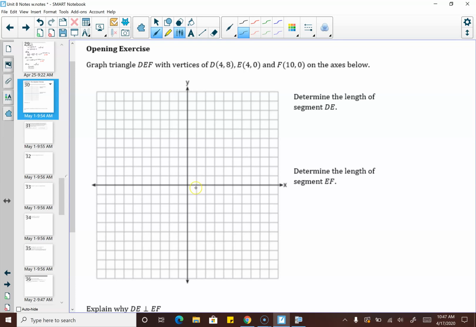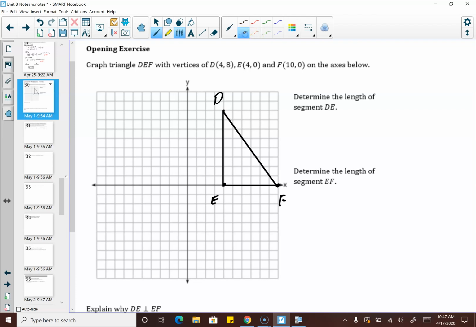So D is 4, 1, 2, 3, 4, 8. There's D. E is 4, 0, and F is 10, 0. And if we go ahead and connect all these nicely, we'll get our triangle.